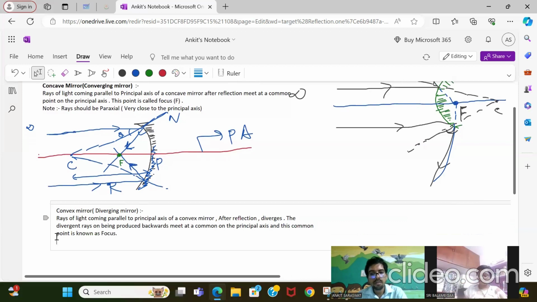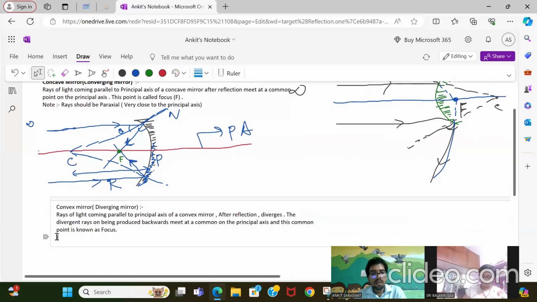Here, in case of a convex mirror, the focus is imaginary. In real, it is not. So a real focus is only found in a concave mirror. Any doubt up to this point? No, sir.